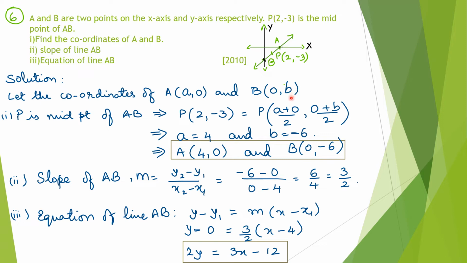I have told in the earlier videos also, whenever a point is on the x-axis, you can simply take the y coordinate to be 0, and if it is on the y-axis, then the x coordinate is going to be equal to 0. So midpoint of AB is going to be P 2, -3, which equals a plus 0 divided by 2 and 0 plus b divided by 2. That will give you a is equal to 4 and b is equal to -6.